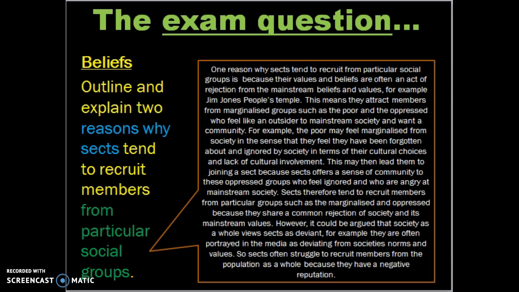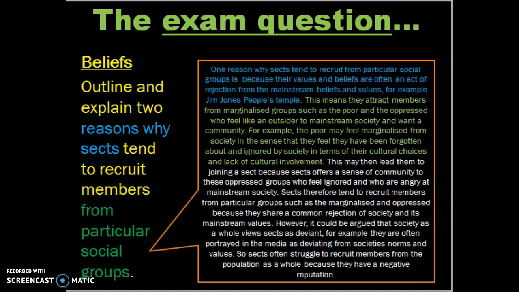As you can see, this student has written quite a chunky paragraph which should take about 7 to 8 minutes to write. So we'll firstly identify the different parts. The first part of the paragraph, this student talks about the sects, and that is part A from the question. So we'll colour that in blue. And then they discuss part B, which is the social group, and we've coloured that in green.